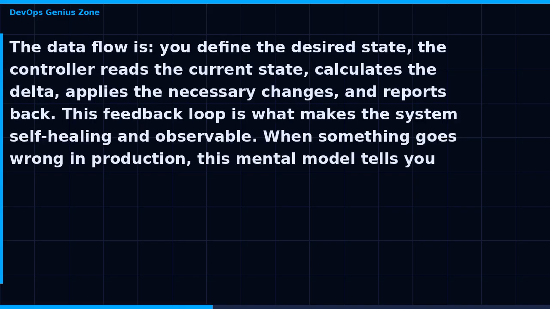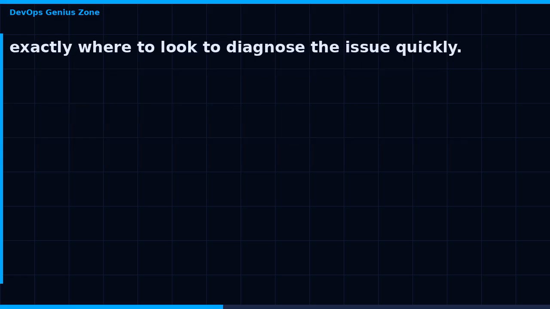Section 4: Getting started the right way. The most common mistake engineers make when learning Kubernetes namespaces is jumping straight into configuration without understanding prerequisites and requirements. Here is the correct sequence that senior engineers follow.